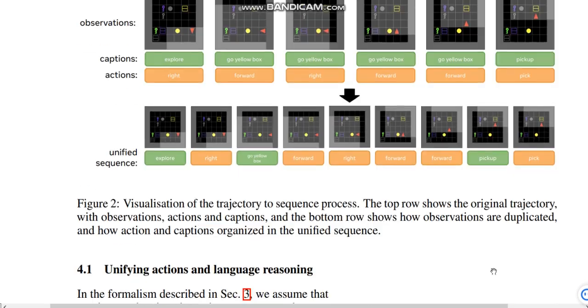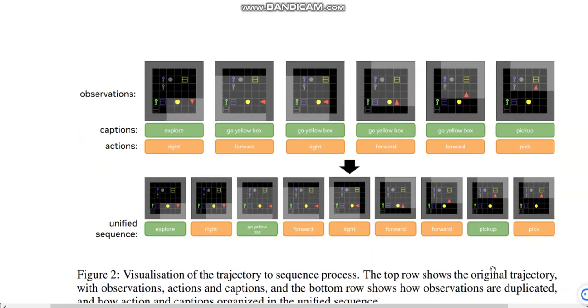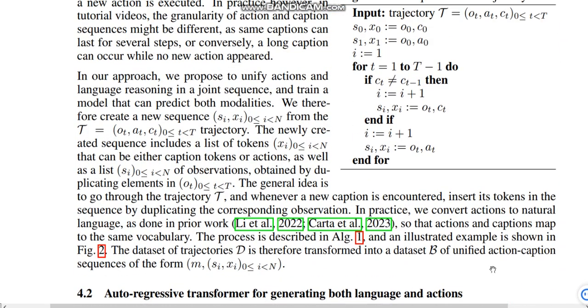And so, the important parts. There's another important part here. I think that this is very important. In our approach, we propose to unify actions and language reasoning in a joint sequence. As I mentioned, we train a model that can predict both modalities. We therefore create a new sequence.